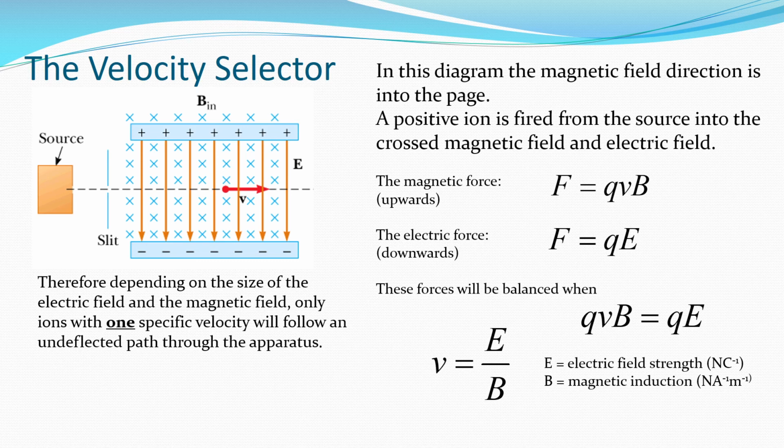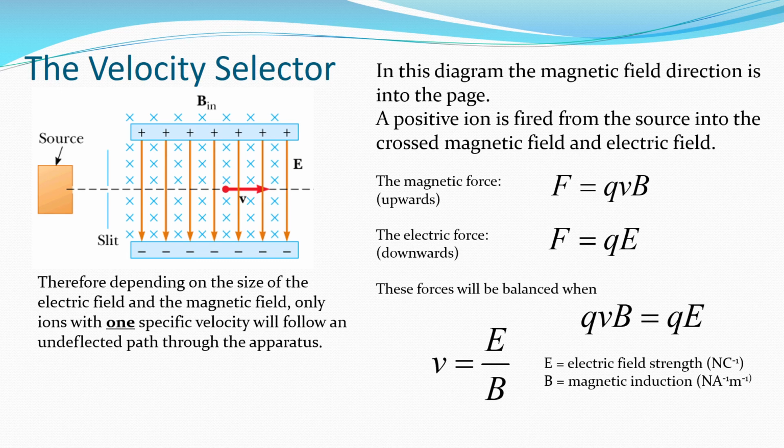Now, dependent on the size of the electric field and the magnetic field, only certain ions with one specific velocity will follow the undeflected path. So if I've got a particle of the correct velocity, it will follow one straight line path. If it doesn't have the correct velocity, it's going to be deflected in a certain way. The direction of the deflection depends on the velocity of the charge. If my charge is moving at a different velocity, that would allow us to determine what kind of charge it is.